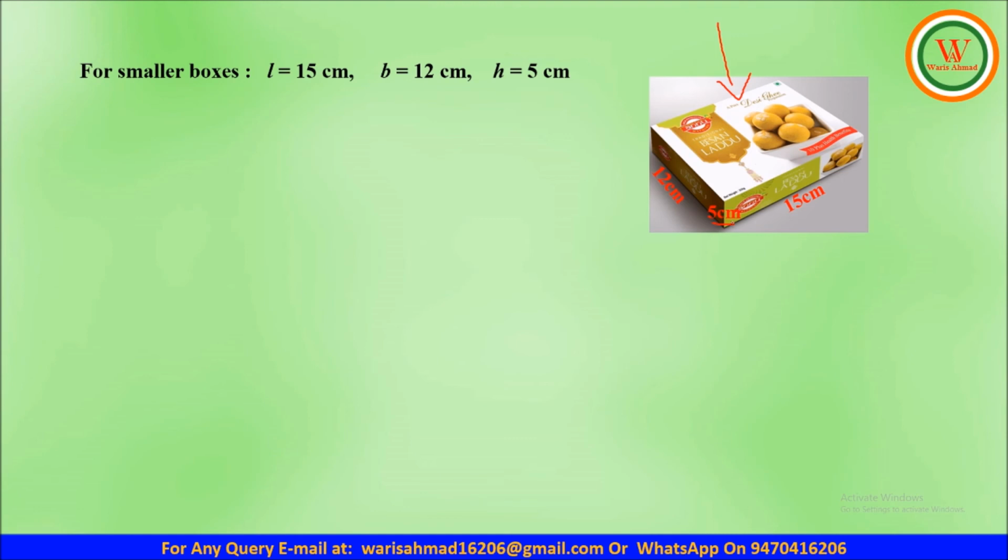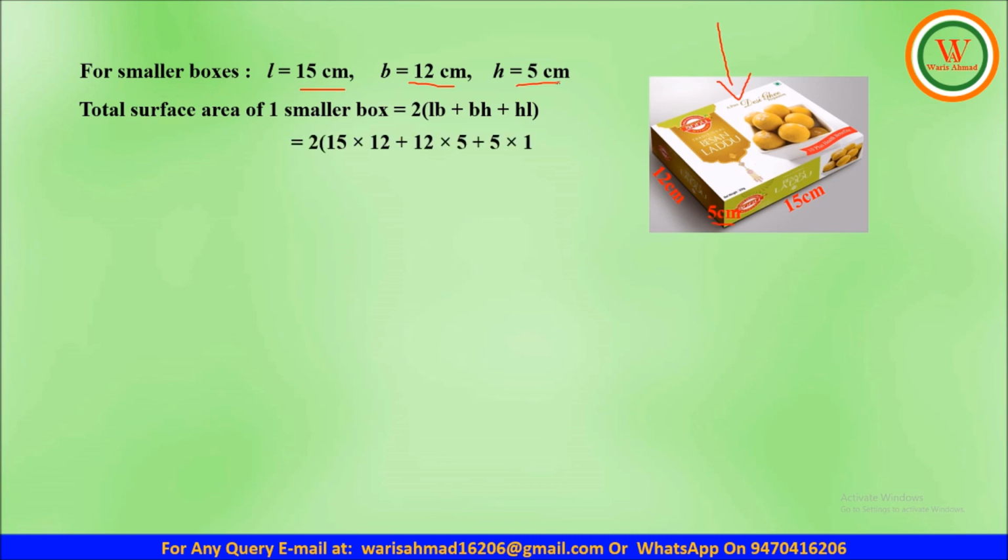So first of all, again we have to calculate the total surface area of this small box. That will be equal to 2 under bracket LB plus BH plus HL. The formula will remain the same. So here we can write the formula. After writing this formula, then we have to put the value of length, breadth and height. After putting the values, then we have to calculate this, and the final value we will have is 630 centimeter square.